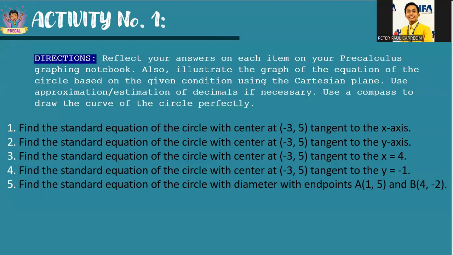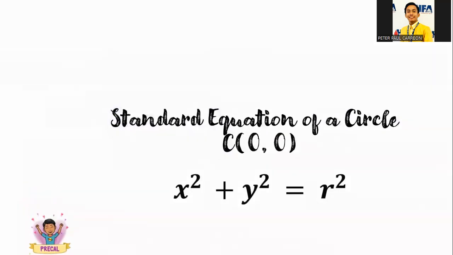But what if you will deal with problems in which the circles are tangent to a certain line? These are lines present on the Cartesian plane. That's for items 1 to 4. While for item number 5, you will deal with a different problem in which the diameter of the circle is involved. So here are the sample problems.